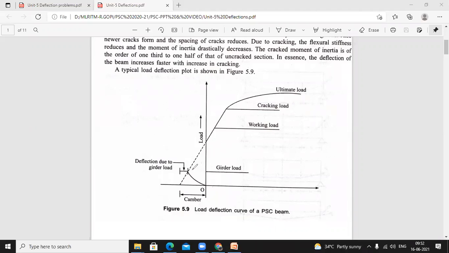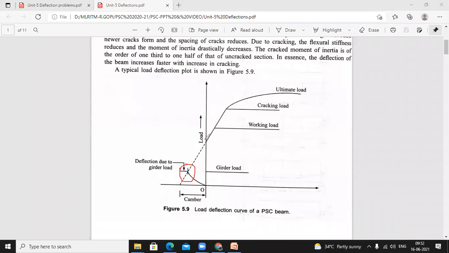After that, up to this portion, only the prestressing force we are applying. So imagine initially we are applying only prestressing force, so the beam bends upward. Now after that, the beams are placed in the respective place. Now self-weight and live loads are acting. If self-weight and live loads are acting, what happened? Again the deflection will go downward.